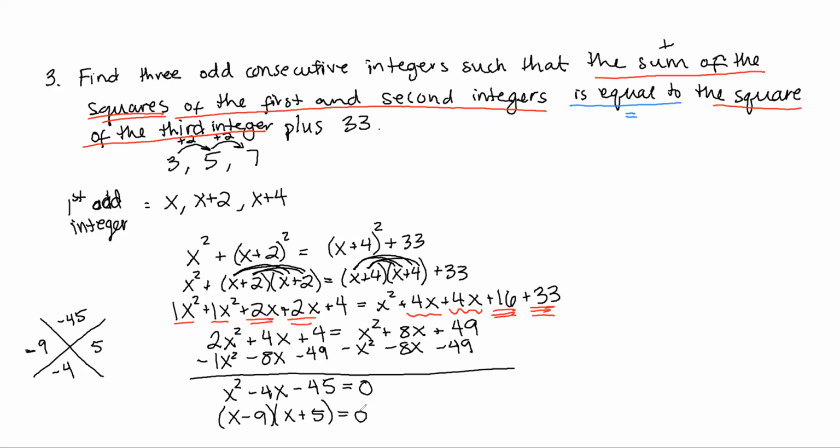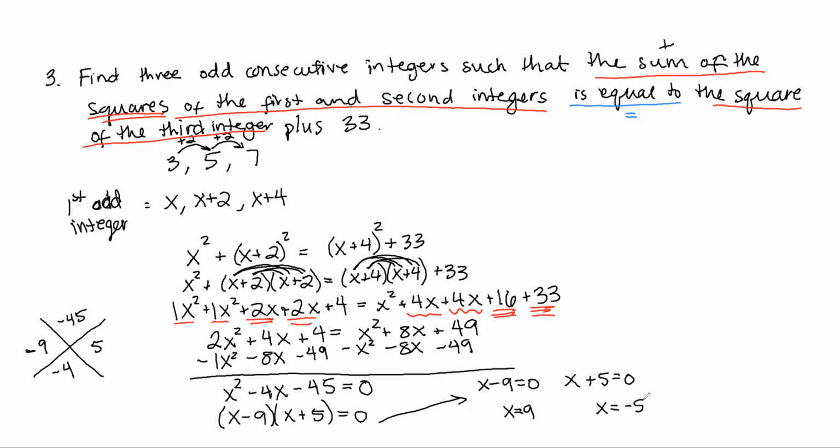And then remember, our next step is to split these up. So we get x minus 9 equals 0, x plus 5 equals 0. And then if we solve each of those, add 9 to the first one, we get x equals 9. Subtract 5, and we get x equals negative 5.